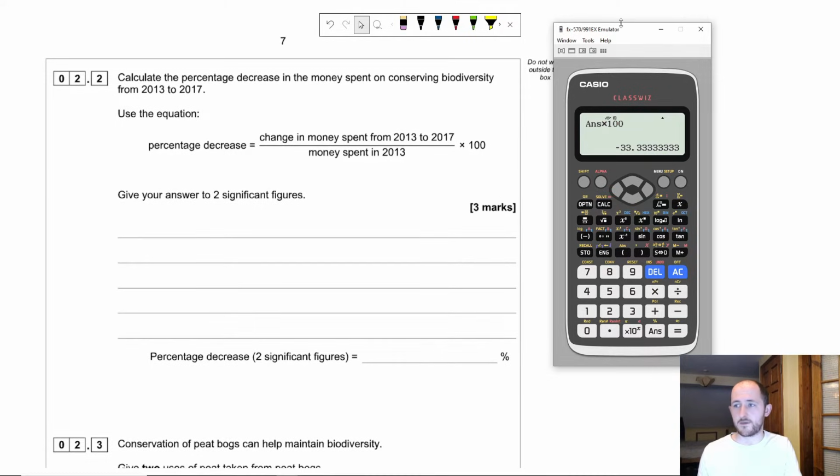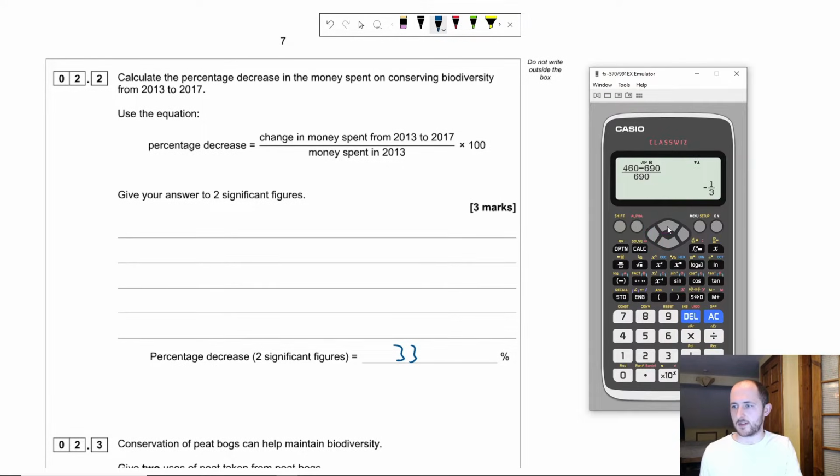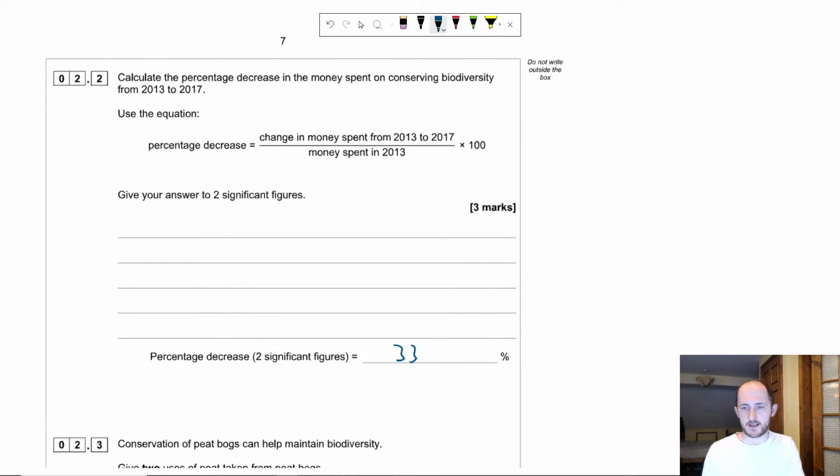It says just 2 significant figures, so a 33% decrease. That's it. However, if you want to write out the full working out, you just have 460 minus 690. If you're wondering why I haven't written it in millions, so 460 with 6 zeros and 690 with 6 zeros, it's because you don't need to, because the millions in the top and the bottom will just cancel out.